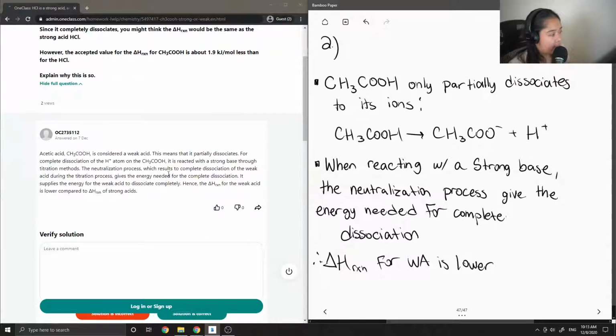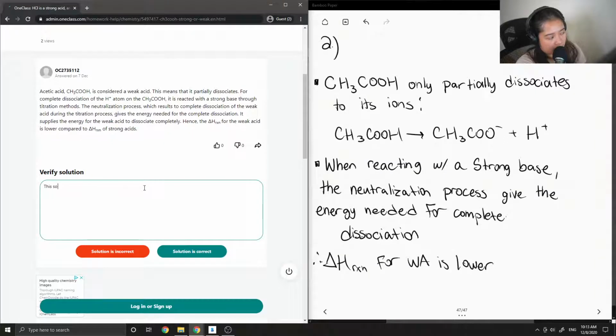Acetic acid is considered a weak acid. This means that it partially dissociates. For complete dissociation of the H plus atom on acetic acid, it is reacted with a strong base through titration. The neutralization process, which results in complete dissociation of the weak acid during the titration process, gives the energy needed for the complete dissociation. It supplies the energy for the weak acid to dissociate completely, hence the delta H of reaction for the weak acid is lower compared to the delta H of reaction of strong acids.